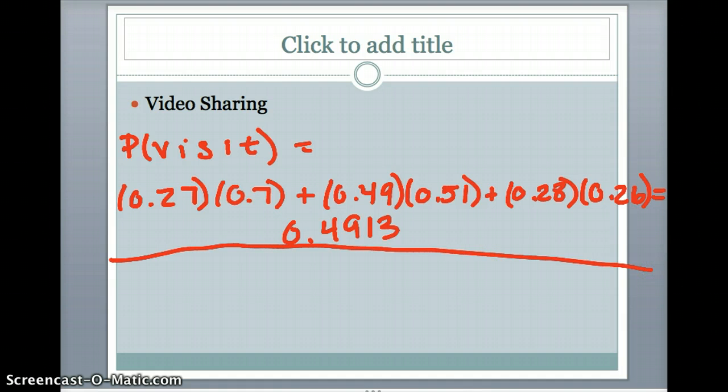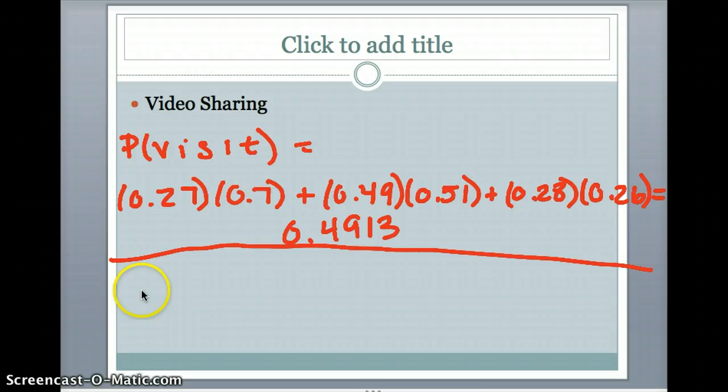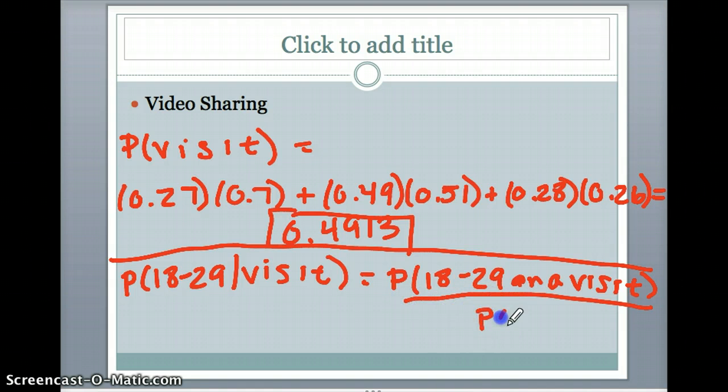Okay, let's quickly go back to the other slide here. And the last problem says, given that this person has visited a video sharing site, find the probability that he or she is aged 18 to 29. Okay, so we have a conditional to take care of here. So we are looking for the probability that they're 18 to 29 given that they do visit. Okay, well, we have that part of it done. We already just found that they visit. So we would have to do the probability that they're 18 to 29 and visits. And we're going to put that over the probability that they visit, which we found already.